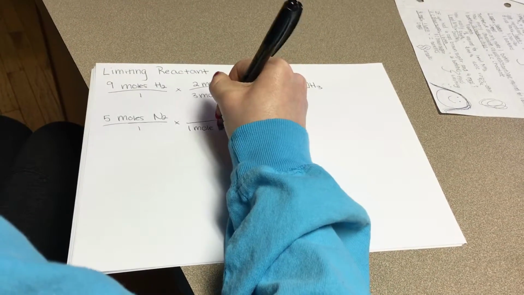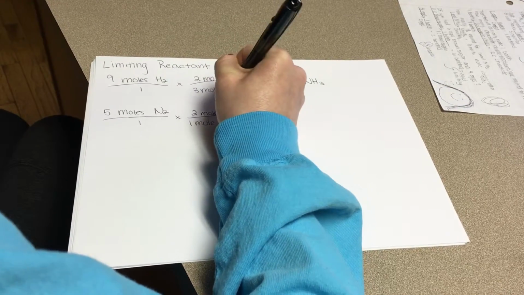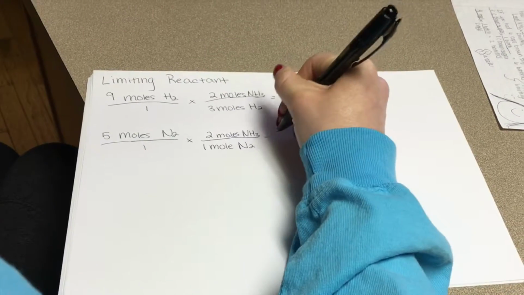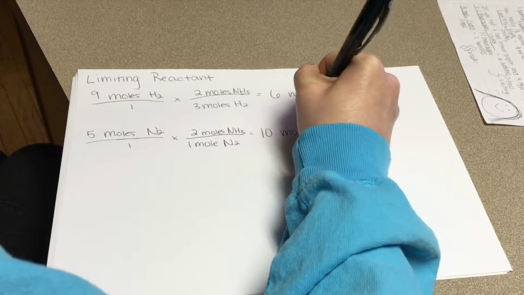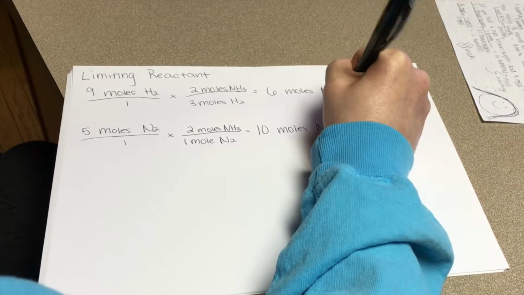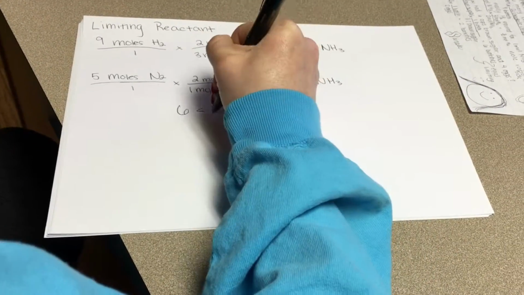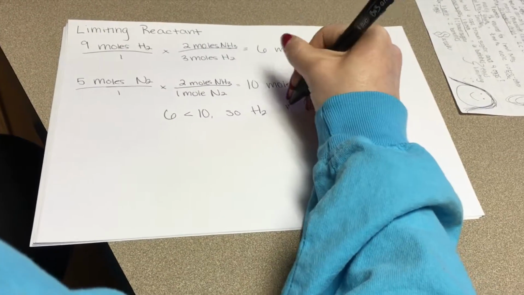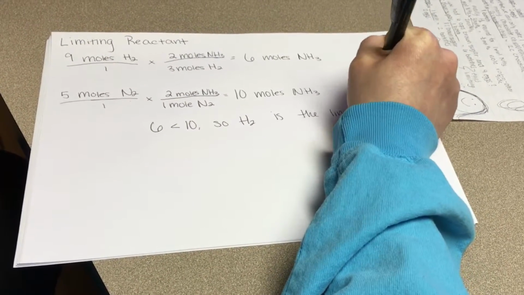The mole ratio of nitrogen to ammonia is 1 to 2. So 5 times 2 equals 10. Therefore, we can make 10 moles of ammonia with 5 moles of nitrogen gas. 10 is greater than 6, so hydrogen gas is our limiting reactant.